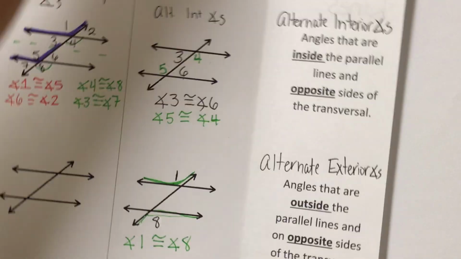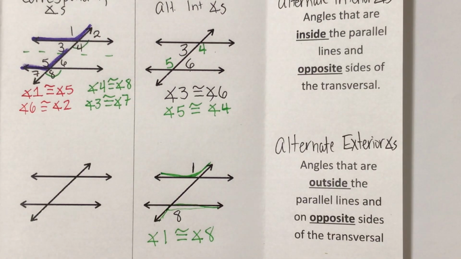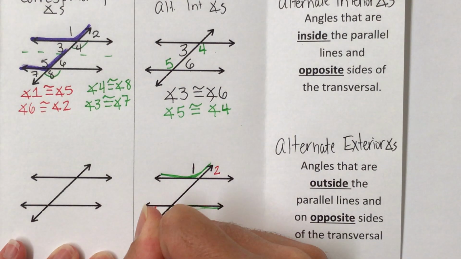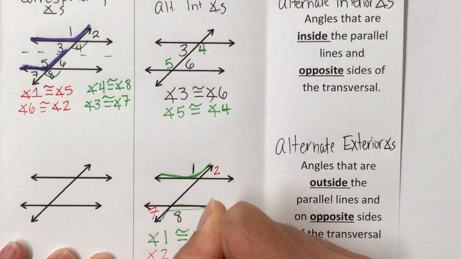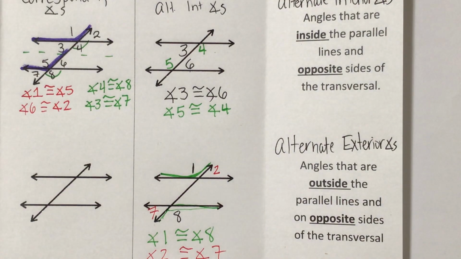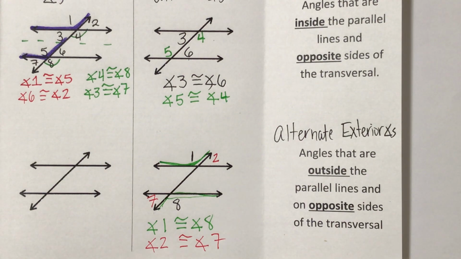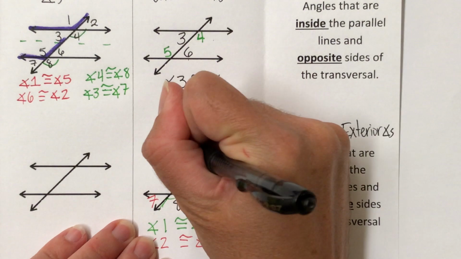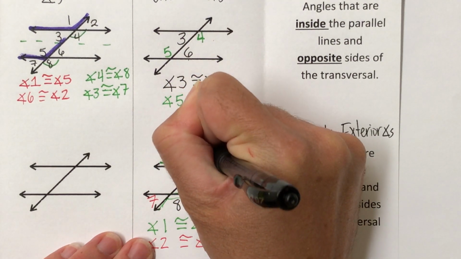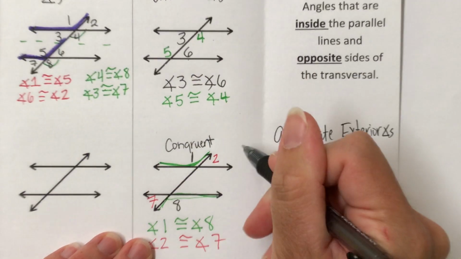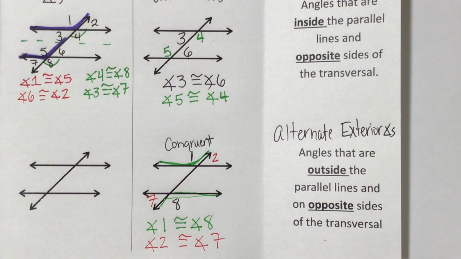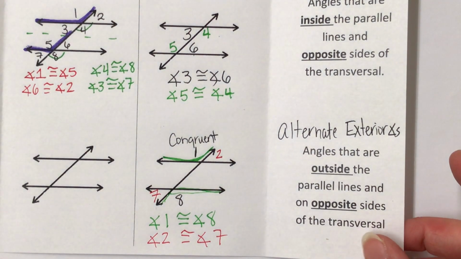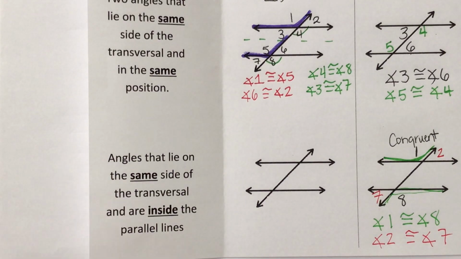So then another set of alternate exterior angles in this picture would be angle 2 and angle 7. Angle 2 is congruent to angle 7. So the takeaway from alternate exterior angles is that those angles are also congruent. Okay, and then the last relationship that's created from parallel lines is known as consecutive interior angles.